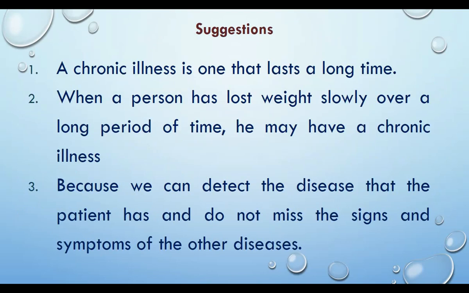Suggestions. 1. A chronic illness is one that lasts a long time. 2. When a person has lost weight slowly over a long period of time, he may have a chronic illness. 3. Because we can detect the disease that the patient has and do not miss the signs and symptoms of the other diseases.